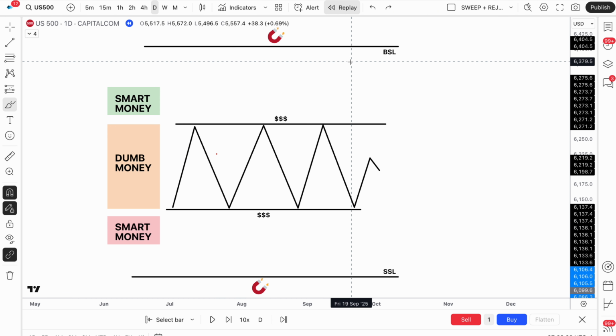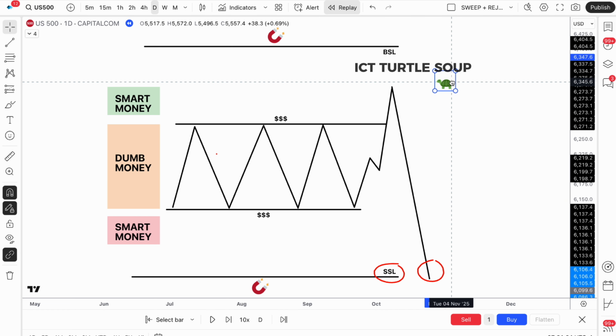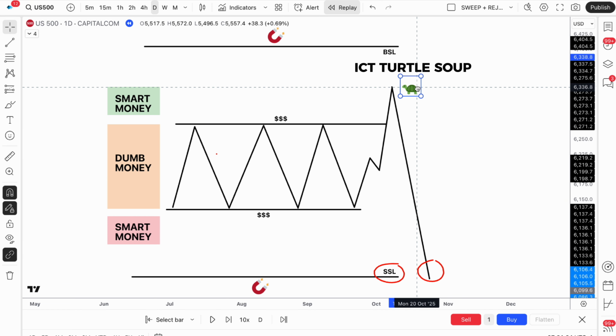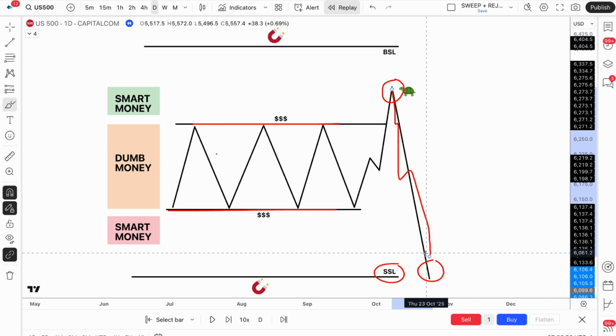Let's say that we understand that the DOL, the draw on liquidity, is to the downside. Then smart money is looking at selling this buy side liquidity. They're looking at selling these buy stops, and then they're looking at targeting sell side liquidity, targeting the draw on liquidity. And so we could then classify this as an ICT turtle soup. And so it's very important that dumb money are going to be within this range right here. They provide the liquidity and fuel for smart money to actually move the market in the intended direction.